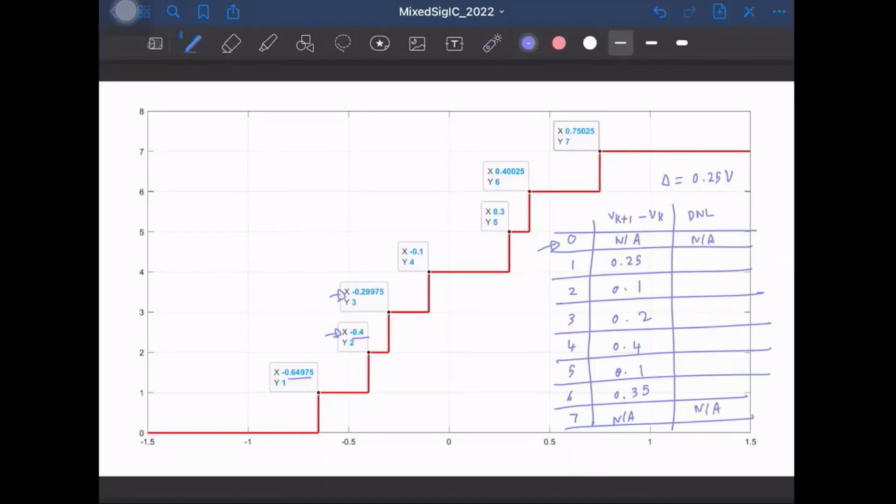So for the first code, we'll take this 0.25, that is the code width, subtract it from delta and divide by delta, right? And what is it? This is going to be 0, right? So similarly, you can do for the other numbers. So this is 0.1, so this is going to be some negative number. This is also going to be negative. This is positive, negative, and positive, right? So you can plot the DNL. This is the code, right? From 1 to 6.